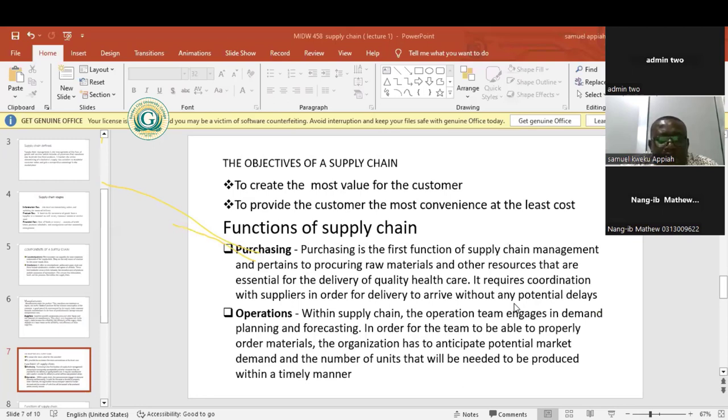When we say to create the most value for the customer, what is the meaning? Who can assist me here? You're saying one objective of supply chain is to create the most value for the customer. And the second is to provide the customer the most convenience at the least cost. These are the main objectives of supply chain. Who can explain this? Do you understand it?